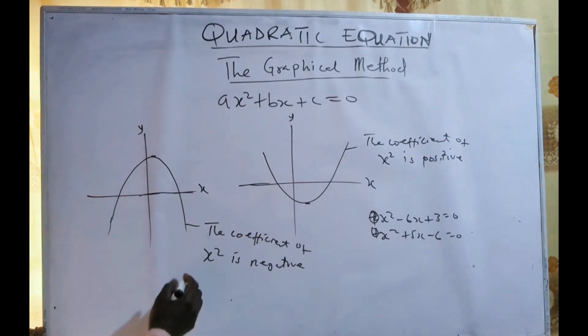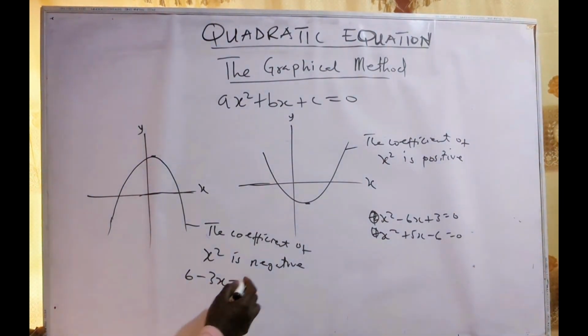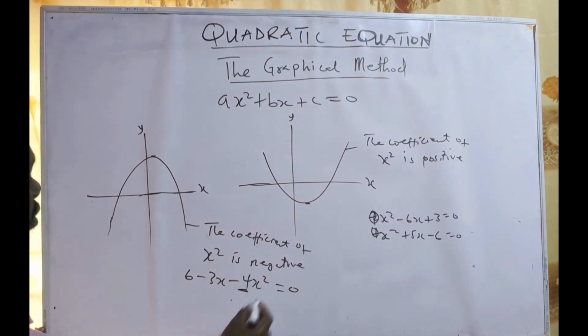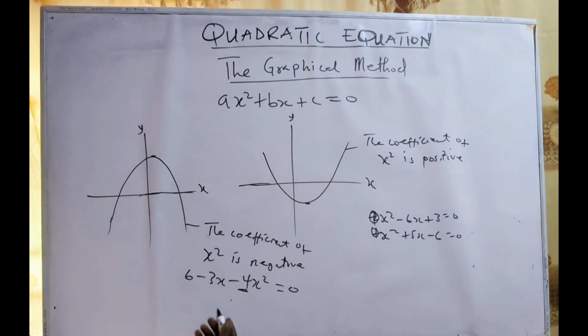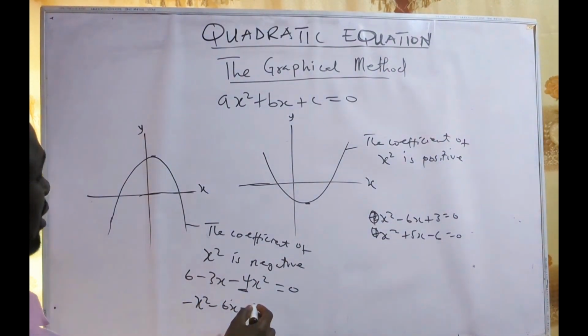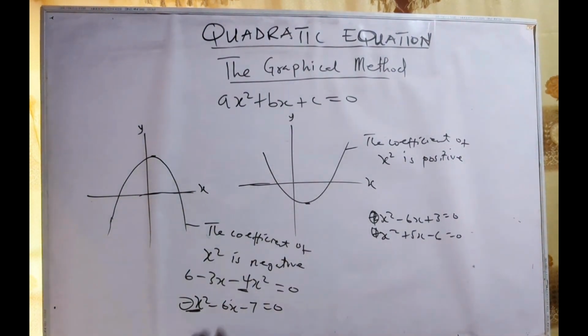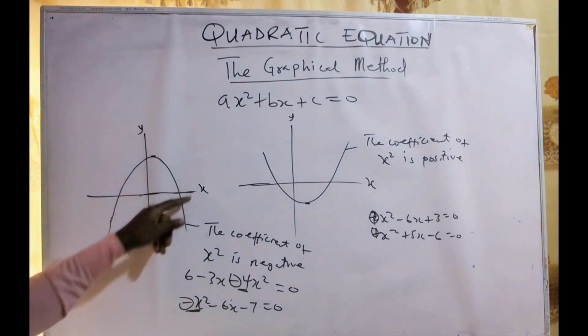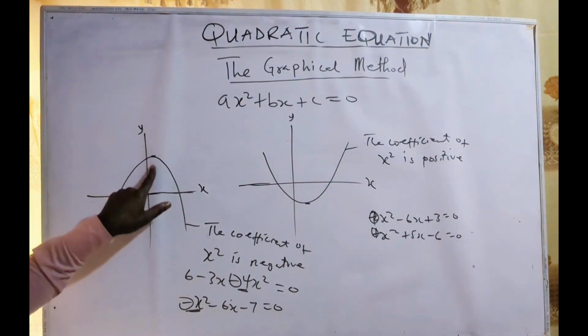We may have, let's say, 6 minus 3x minus 4s squared equal to 0. You see that the coefficient of the s squared is negative. You can even write it like minus x squared plus 6s minus, let's say, 7. You see, the coefficient of the s squared is negative. So anytime the coefficient of the s squared is negative, then we are going to get what? A maximum curve, where we have a maximum value of what?